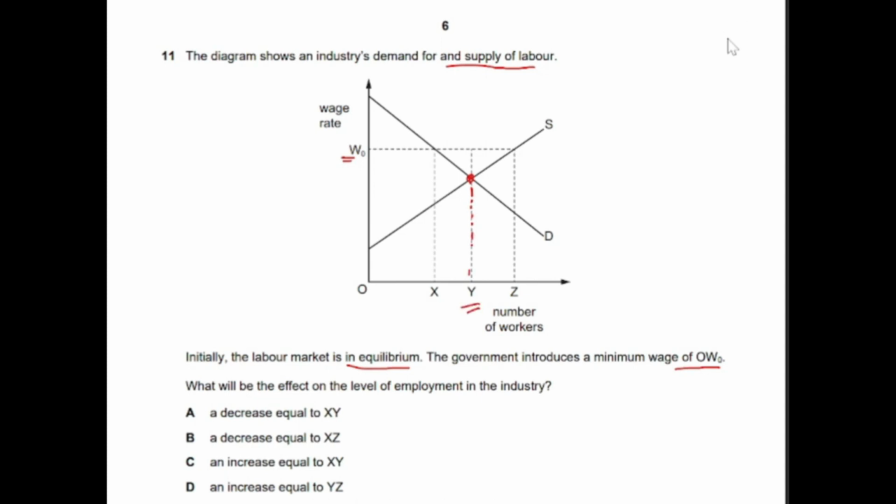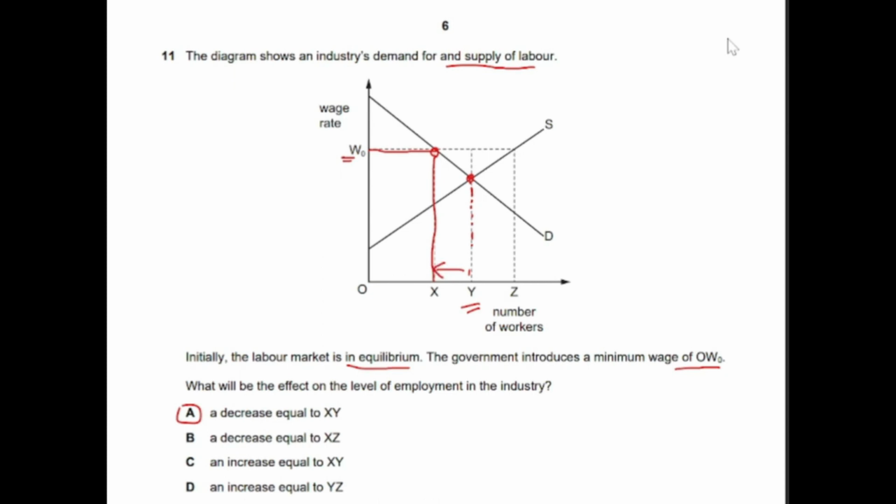But when the wage rate increases to W naught, you can see the demand for labor has decreased to X. It means employment will decrease, right? So option A is the correct answer. Employment will decrease from X to XY. So this is the employment that will decrease.